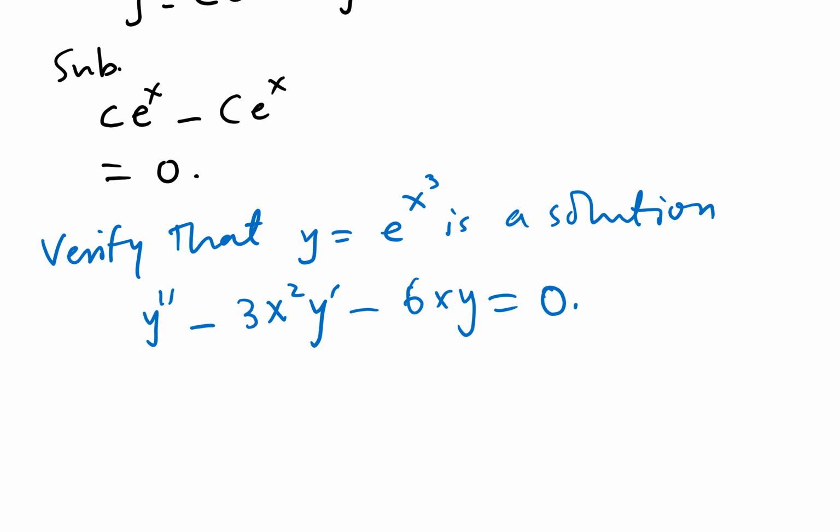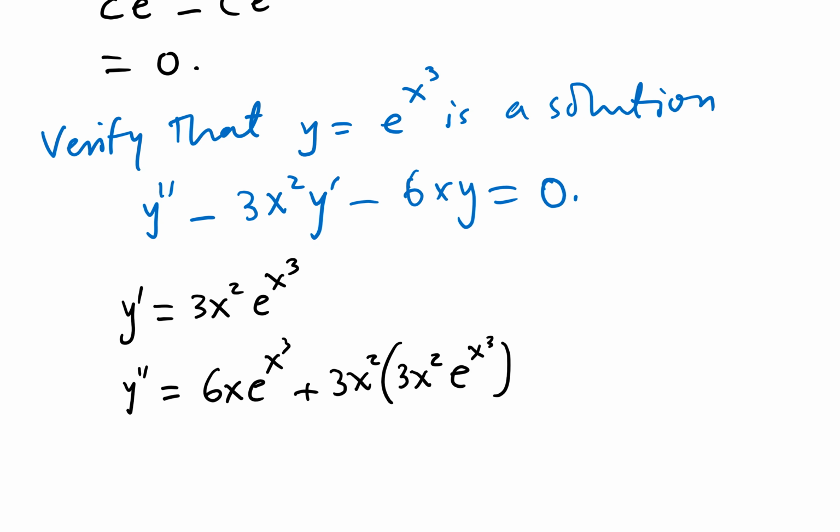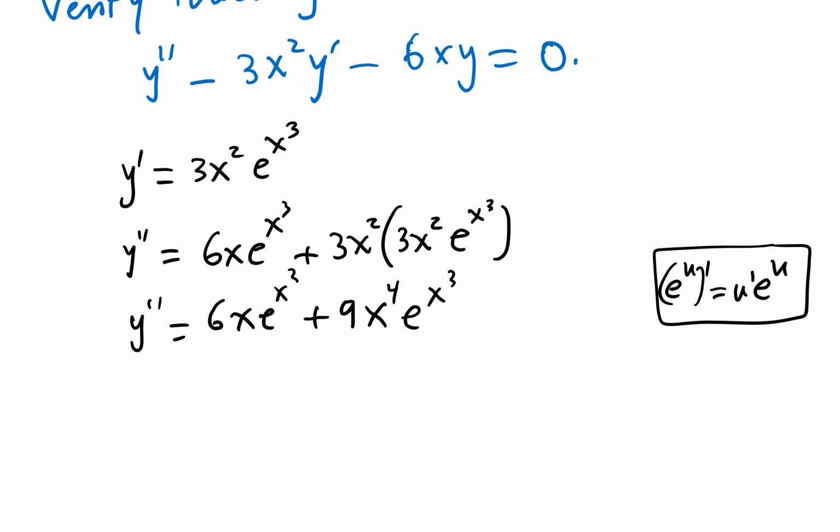So we find y double prime. So from y, we get y prime first, which is the derivative of the top times itself, and then y double prime. For y double prime, we use product rule. Derivative of the first one times the second, plus the first one times the derivative of the second. Derivative of e to the u is u prime e to the u. So to simplify this, keep the first term the same, 9x to the fourth e to the x cubed. Then substitute.